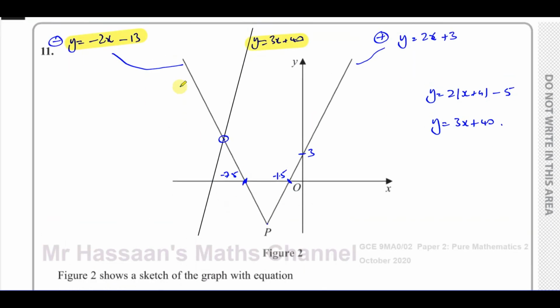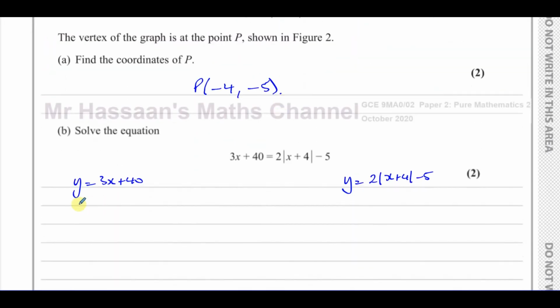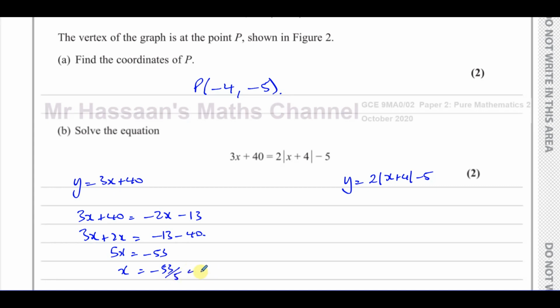So we can see visually what to choose to find the solution, and we don't have to solve two different equations. We can see it's these two that we have to solve, and that will be the only solution. So we have y equals minus 2x minus 13, so 3x plus 40 is equal to minus 2x minus 13. That gives 3x plus 2x equals minus 13 minus 40, so 5x equals minus 53. So x equals minus 53 over 5, which is minus 10 and 3/5, which is minus 10.6.